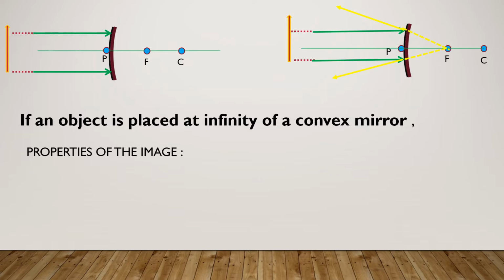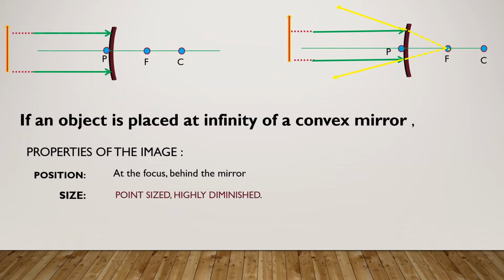Now let us check in sentences. Properties of the image formed. Position: it is at the focus behind the mirror, and size is point sized because these rays are meeting at a point, so point sized and highly diminished. The nature is virtual. And let us take the next case.